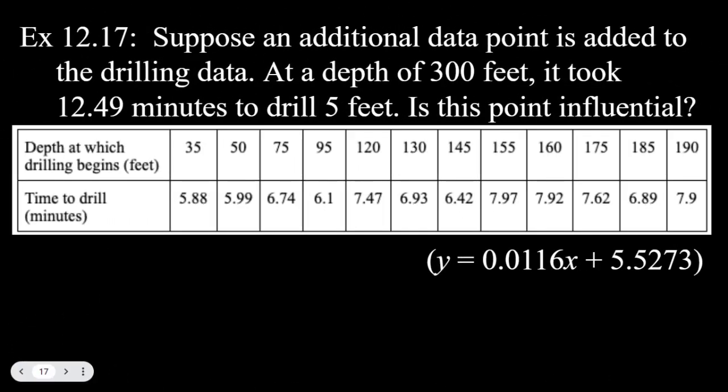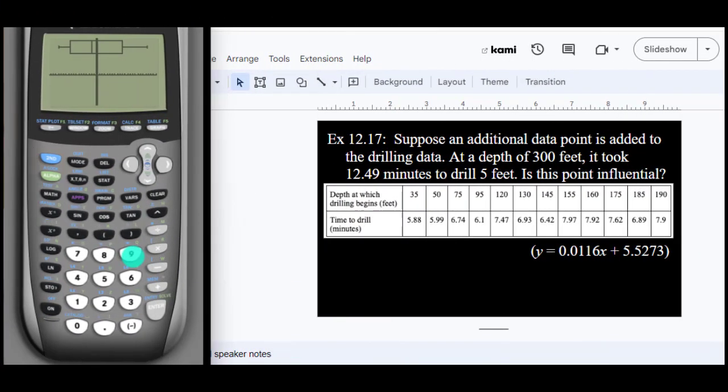So looking at 1217, suppose an additional data point is added to the drilling data at a depth of 300 feet. It took 12.49 minutes to drill 5 feet. Is this point influential? Notice I've got our previous line of regression here, and we're going to go to the calculator and type in that additional point and see if it gives us a change in the slope and the intercept.